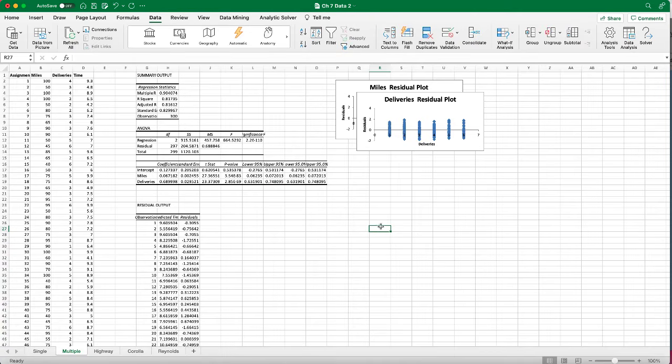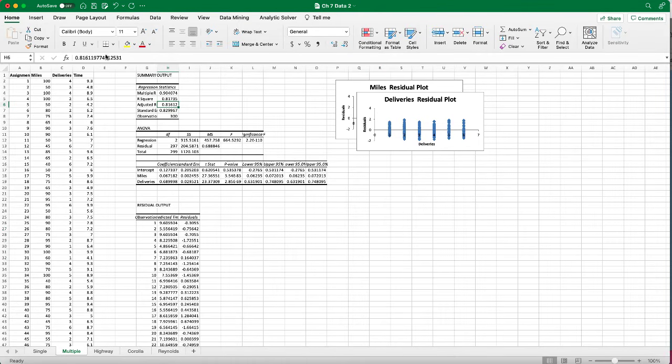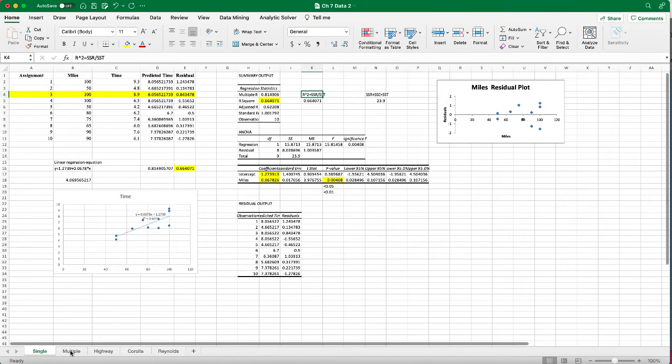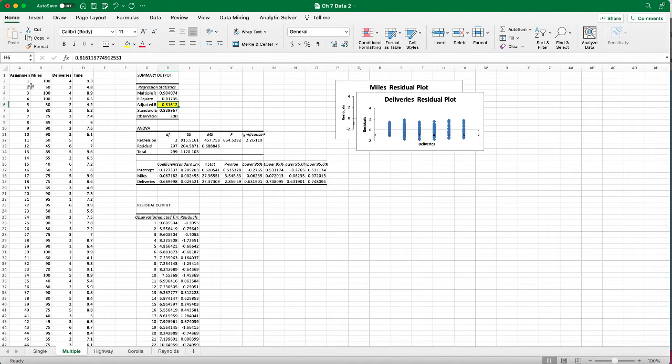So here we have the results of the multiple linear regression. We can first see that our R-square has improved, right? R-square has now become 81% compared to the single linear regression. Of course, it's a different data set, but that was 66%. So we can say that the R-square has improved.